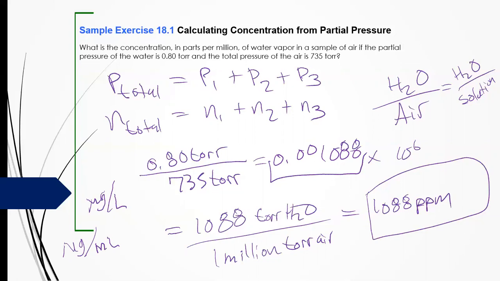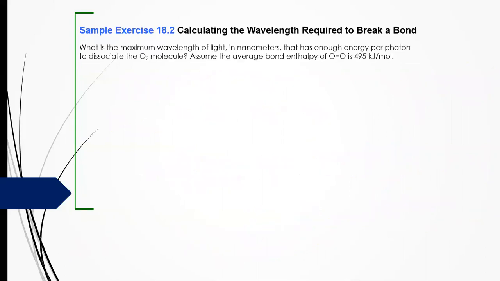Sometimes with atmospheric chemistry, the tricky part is you start to deal with larger numbers or smaller numbers than you're used to. And so you just want to keep that in mind as you're moving forward.